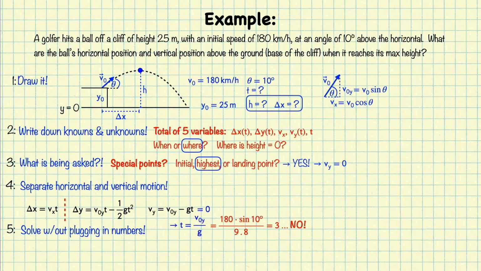The only exception to this rule is if you know that a quantity is 0. In that case, plug it in right away, it will simplify your equations greatly. And that's exactly what we did here. We knew Vy was 0, so first thing we did was we plugged that in.